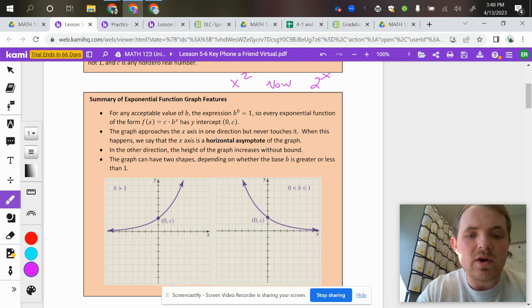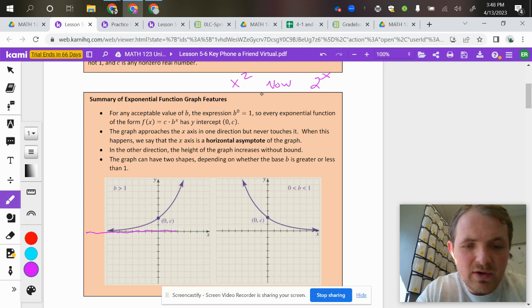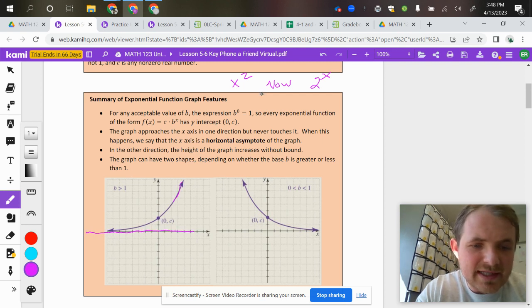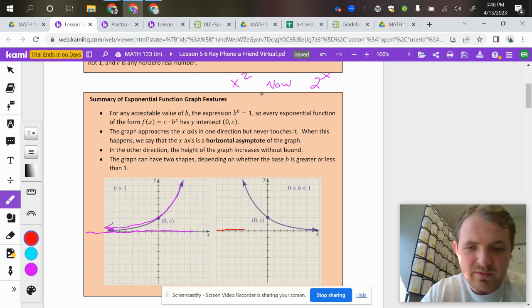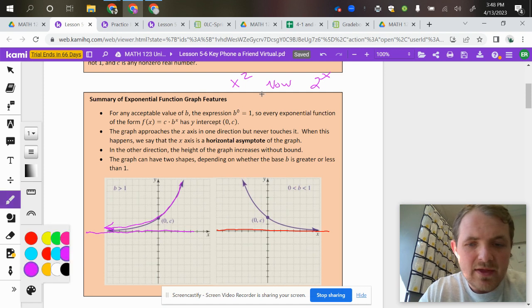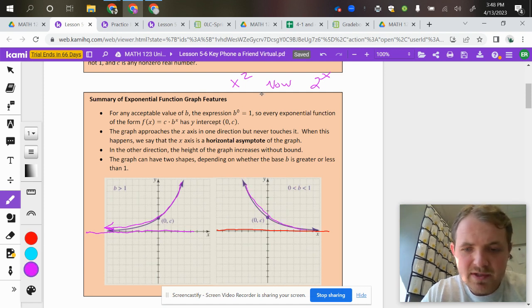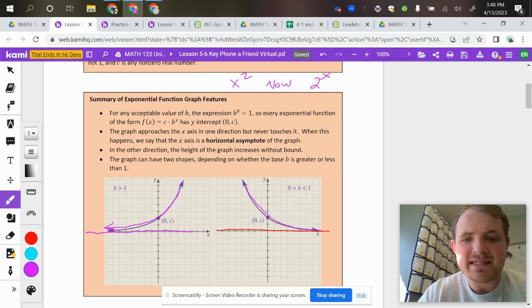Also, you want to see that there's a horizontal asymptote here. That's what we call things like this. This purple line is getting really, really close to this other purple line. And again, we call that an asymptote. If I make this one red, so it's a little bit easier to see, this purple line is getting really, really close to the red, but it will never actually touch it.